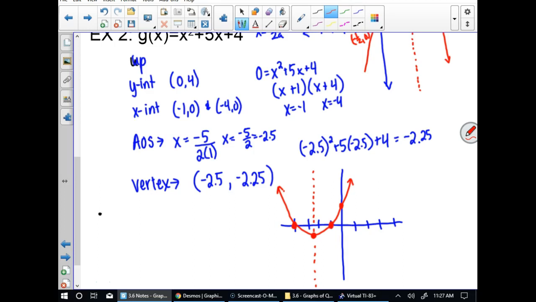And then I like for you to label all those points, so you would tell me this is -4, 0. This is -2.5, -2.25. This one right here is -1, 0, and this one right here is 0, 4. Questions?